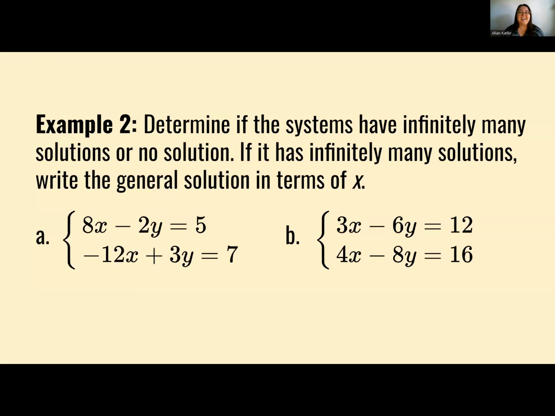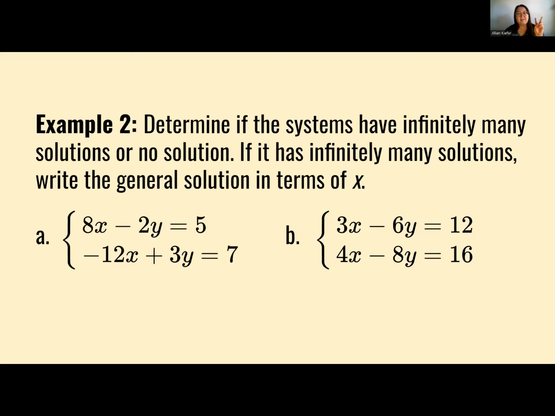Not graphically, algebraically. So we're going to do example 2. We're going to determine if the systems have infinitely many solutions or no solution. If it has infinitely many, we're going to write the general solution in terms of x. So if it has no solution, the answer is just no solution. If it has infinitely many solutions, we will have to write this general solution in terms of x, which we will get to when we do the problem.